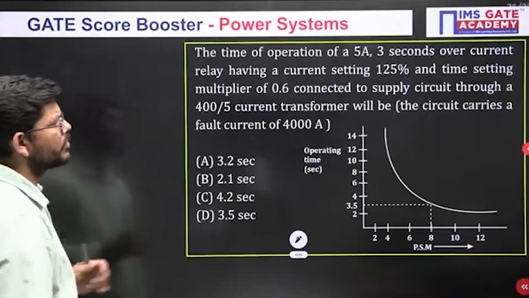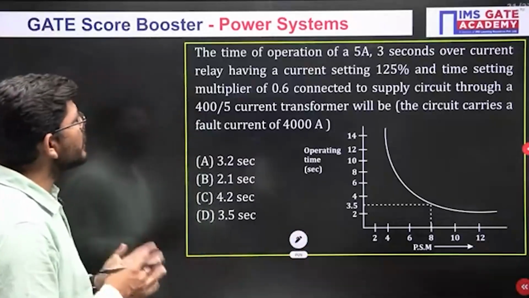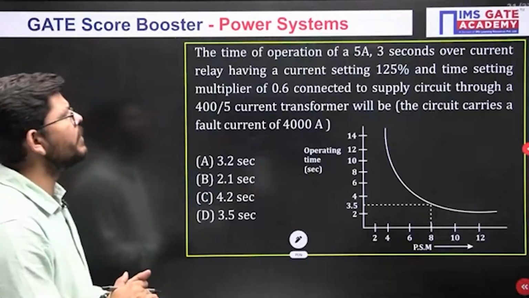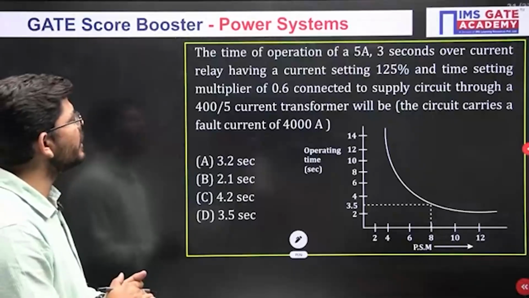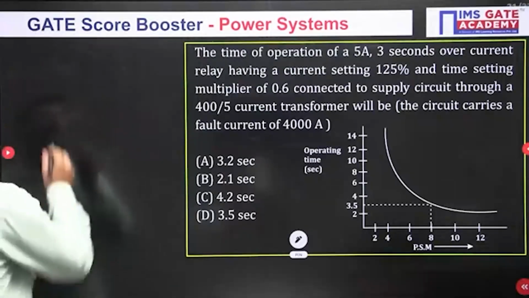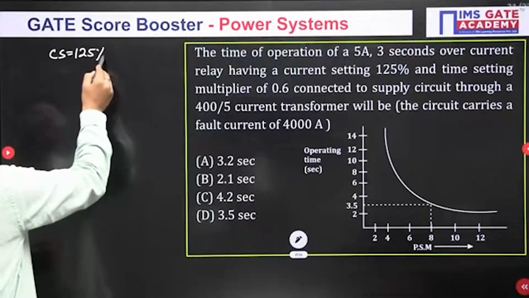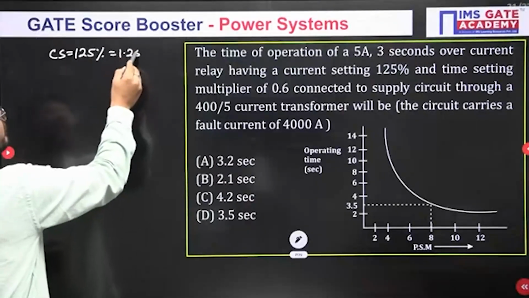Moving towards the next question, and this is going to be the last question as well. The time of operation of a 5 ampere 3 second overcurrent relay having a current setting of 125%. Current setting 125%, or 1.25.